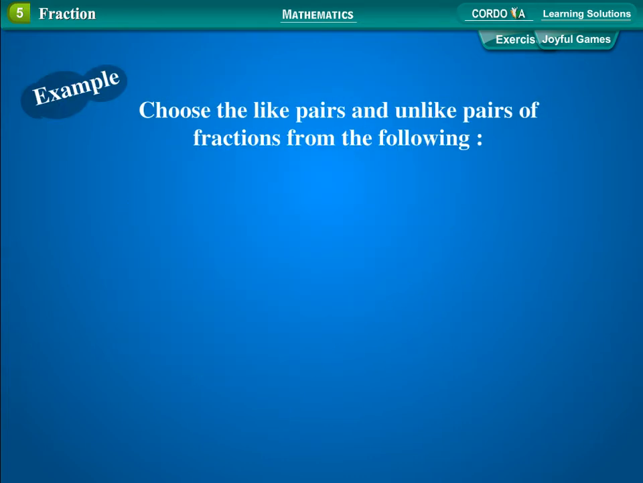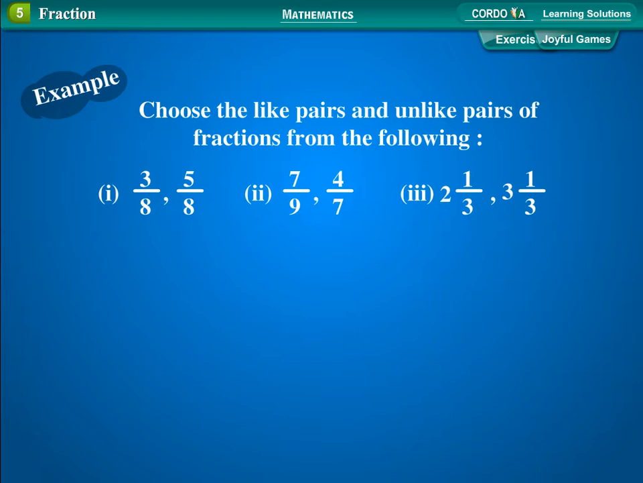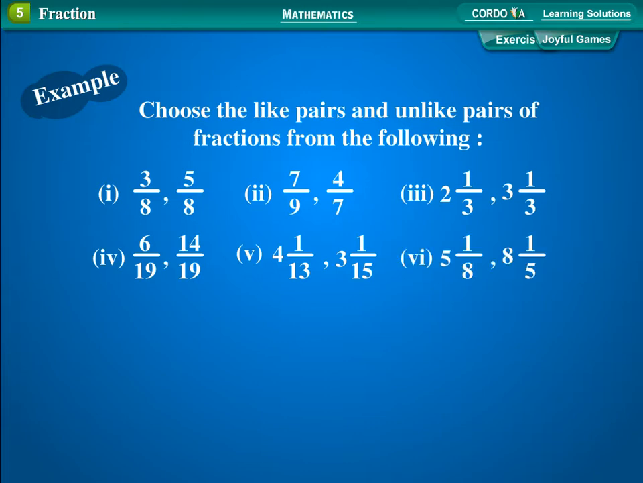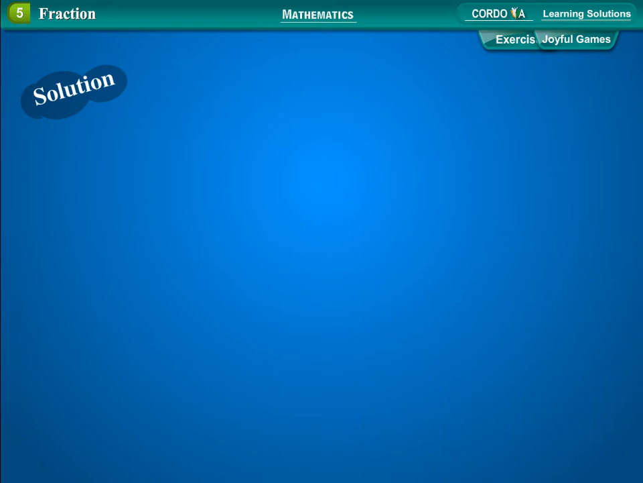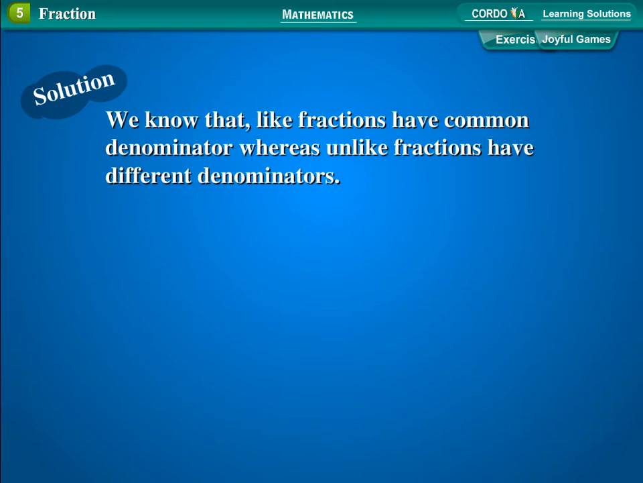Example: choose the like pairs and unlike pairs of fractions from the following: 3/8, 5/8, 7/9, 4/7, 2 and 1/3, 3 and 1/3, 6/19, 4/19, 4 and 1/13, 3 and 1/15, and 5 and 1/8, 8 and 1/5. Solution: we know that like fractions have a common denominator, whereas unlike fractions have different denominators.